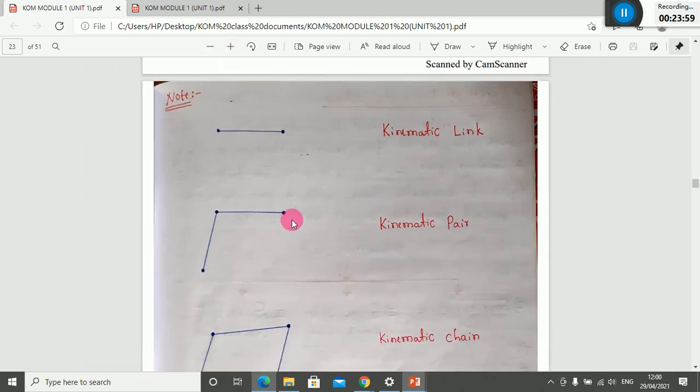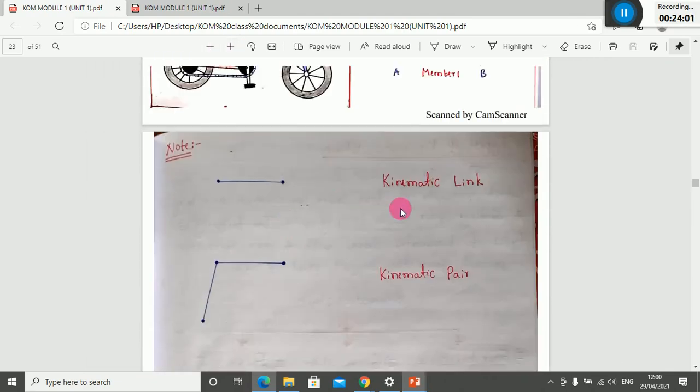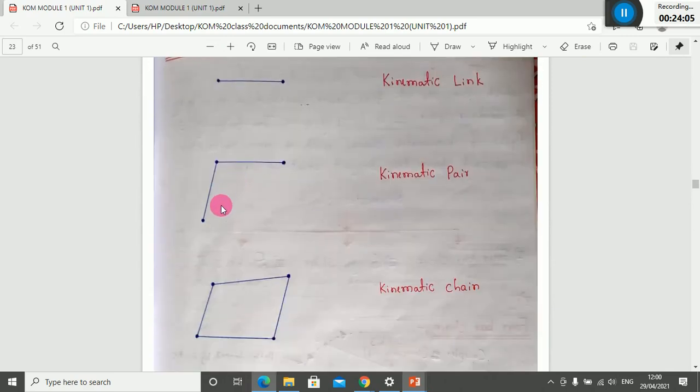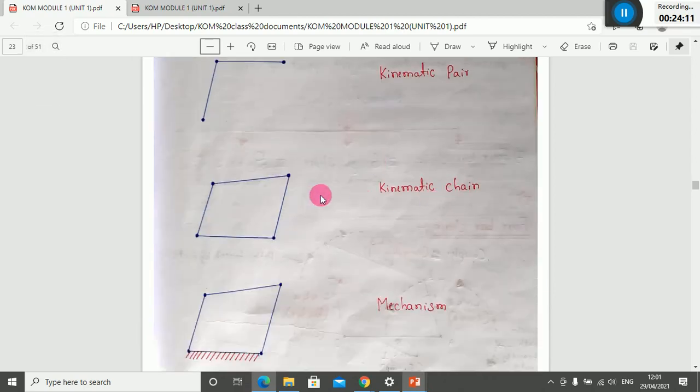So these are the symbols of kinematic link and pair. So this is one kinematic link. This is a kinematic pair, group of 2 links. Kinematic chain means it is a group of so many pairs, 1 pair, 2 pair, 3 pair, and 4 pair. A group of kinematic pairs is known as kinematic chain.